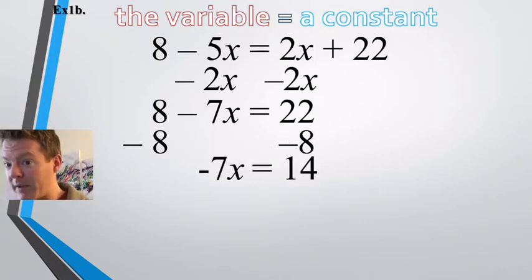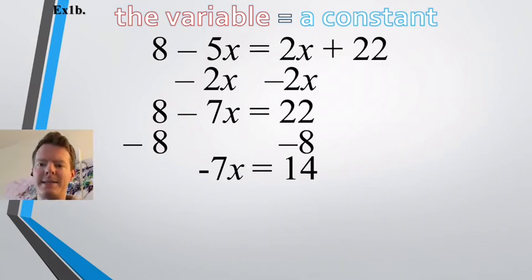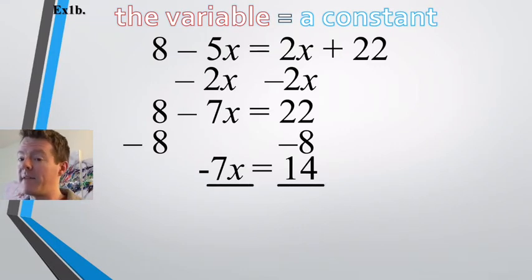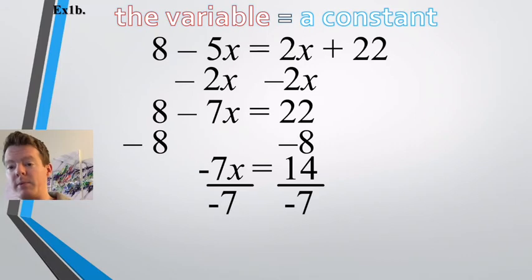There's another mistake. People forget to bring that down. And I get 22 minus 8 is 14. Last step, negative 7x is equivalent to 14. I have to divide, not by 7, by negative 7. Another thing that people sometimes mess up. And I get x is equivalent to negative 2.